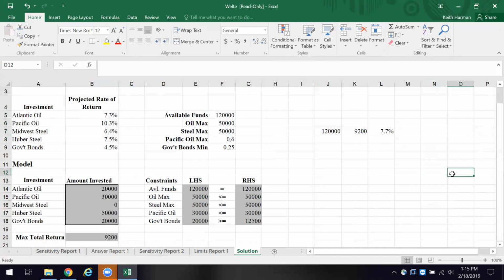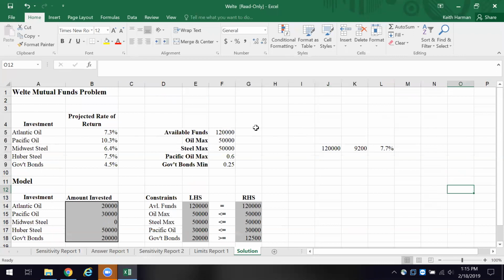Now, if I put this 7.7% into perspective, I'm now ready to say, okay, what if I go back to the $100,000 that I originally had? And then the government bonds, the amount invested will have to be dropped. And I'm at 100,000, so it's got to go down to 10,000.